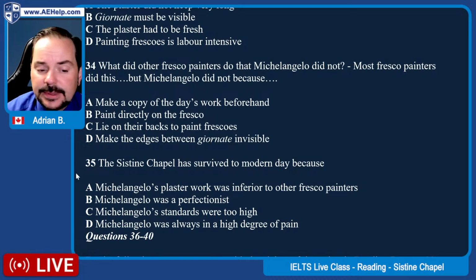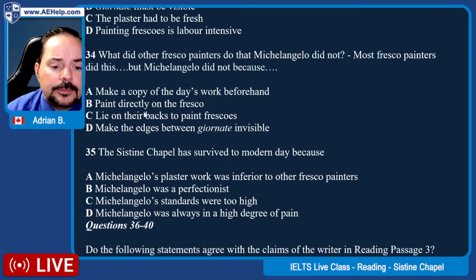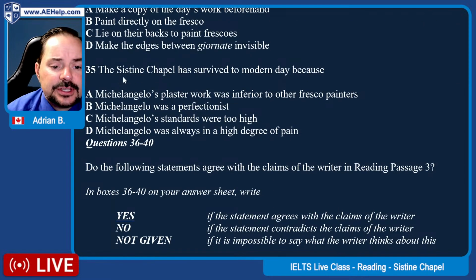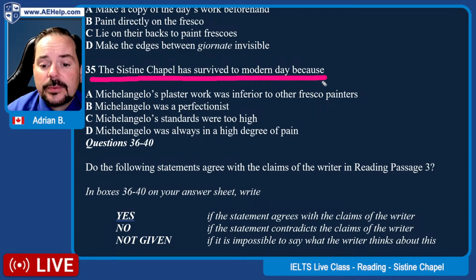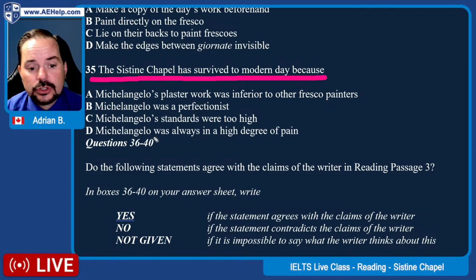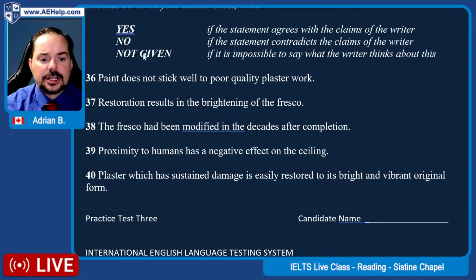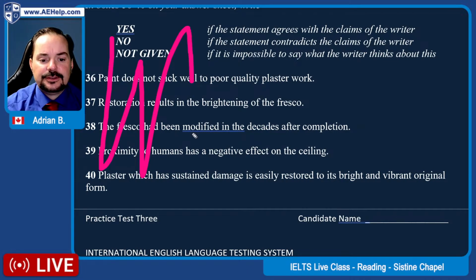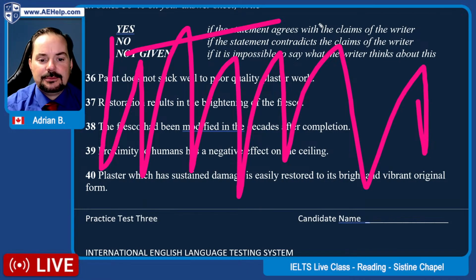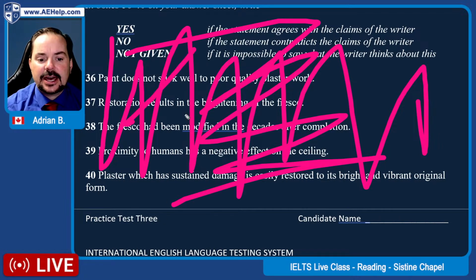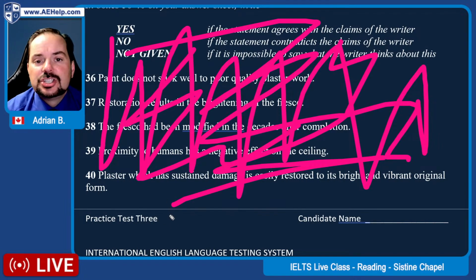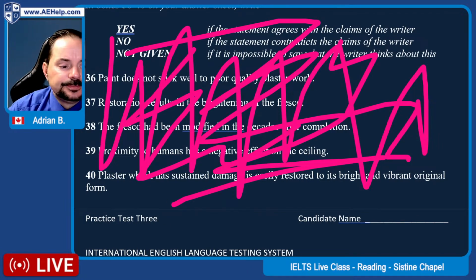All right. Now, next one, 35. The Sistine Chapel has survived to modern day because. Now this one nicely is already a statement. Good. So I don't need to worry. Given. Okay, well, yes or not given. I don't know if it's yes. I don't know if it's no. I don't know if it's not given. So I'm not even going to bother reading that at all. There's a much better strategy for that. We'll get to that later. Okay, cool.